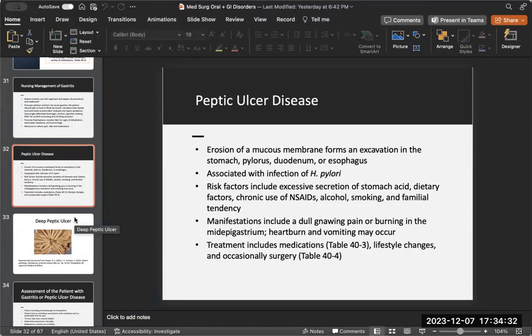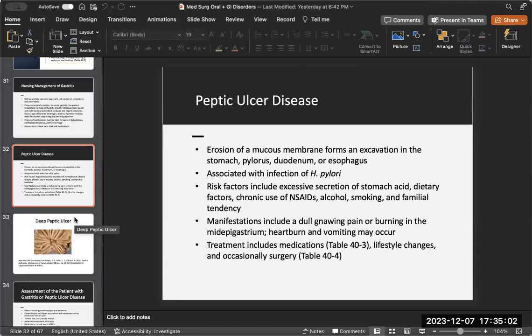Risk factors also include, right, too much secretion of stomach acid, because that stomach acid is the cause of the ulcers, right? Because acidity is not supposed to leave the stomach. If it goes somewhere else, it can cause ulcerations. Dietary factors, spicy foods, right? Chronic use of NSAIDs. All of this stuff is just going to keep repeating. So if I were you and I was studying, I would write my common risk factors on the side for all of these GI disorders.